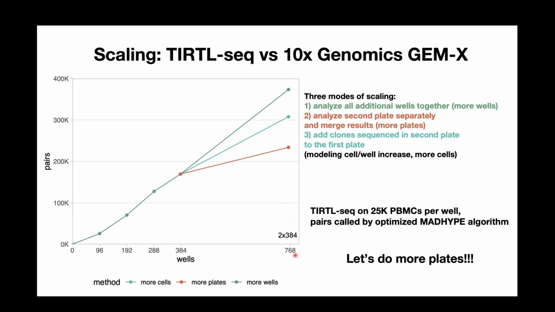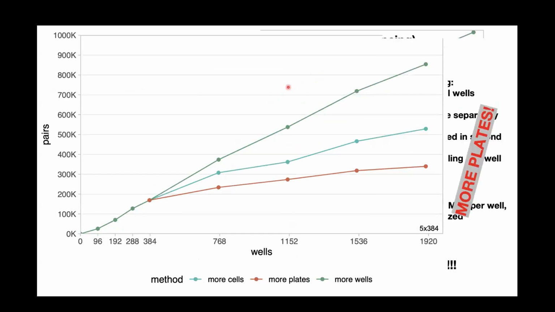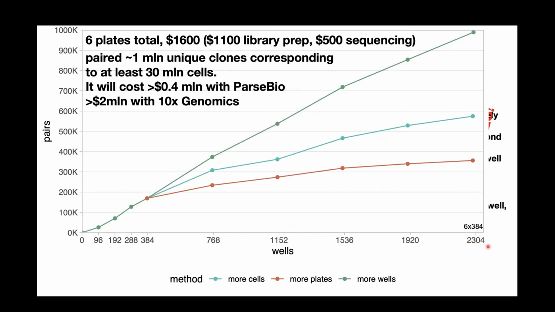And of course, as you could imagine, this increases the resolution of the pattern, and this is the best way of scaling when you analyze bigger and bigger plates. The scale is going to change here. So this is what you will get at 2 plates, 3, 4, 5, 6. At 6 plates, which is more than 2,000 wells, we hit 1 million unique paired clonotypes, and the overall cost is still below what you get with 10x Genomics sequencing. And this 1 million unique clones corresponds to at least 30 million cells, right?